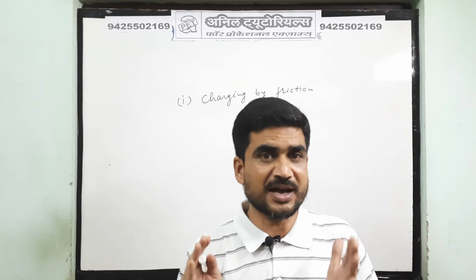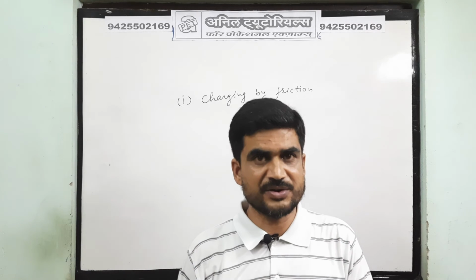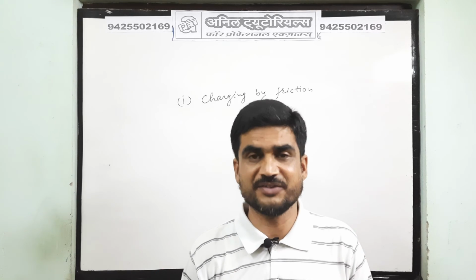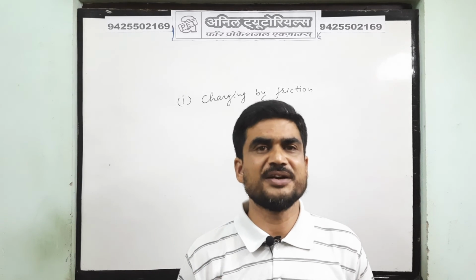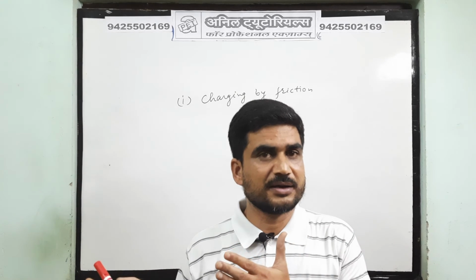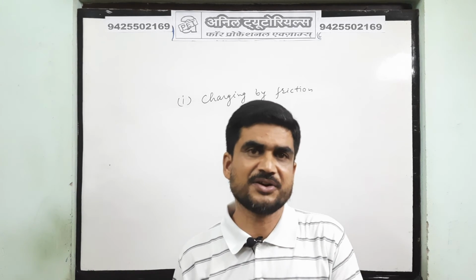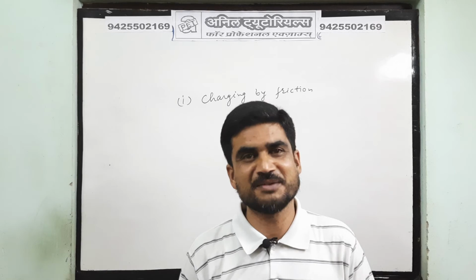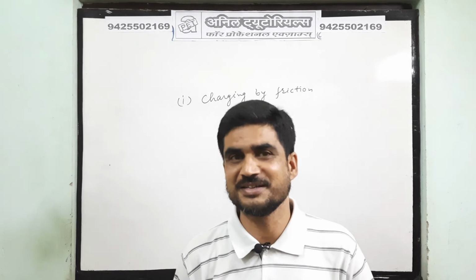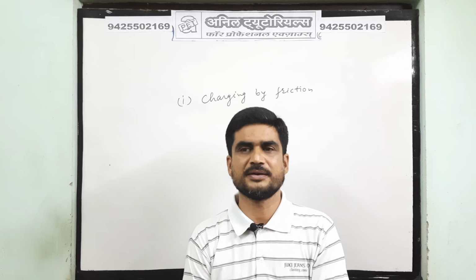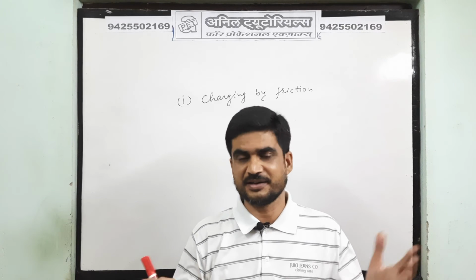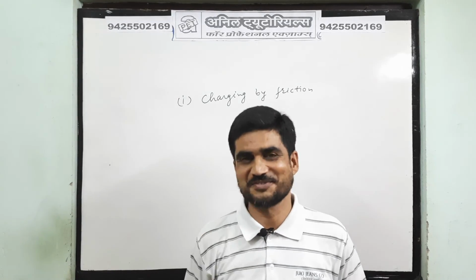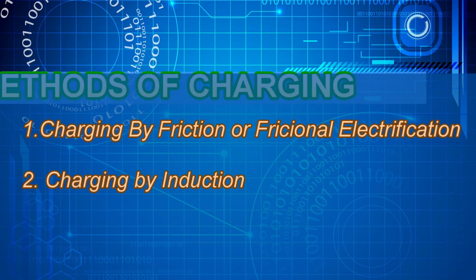When you rub a glass rod with fur, what will happen? The electron is transferred from the glass rod to the fur, meaning the glass becomes positively charged and the fur piece becomes negatively charged. So this is charging by friction. When you are inside a blanket in the cold season and you put your hand on the blanket, you will be charged.